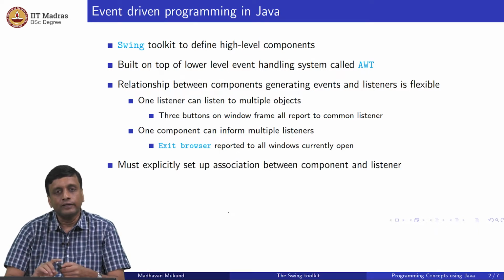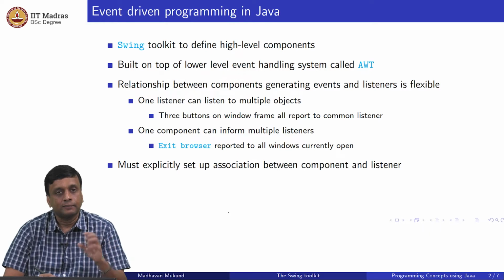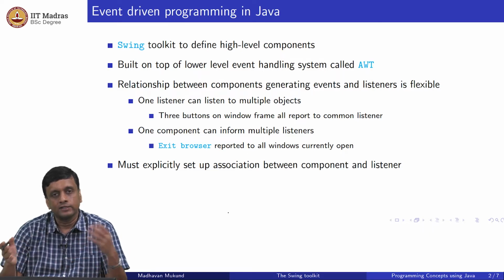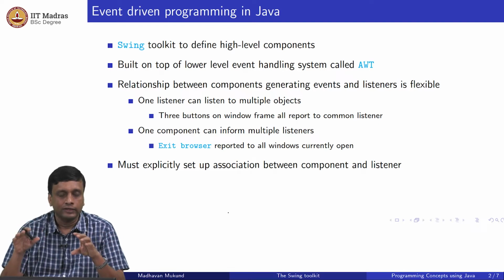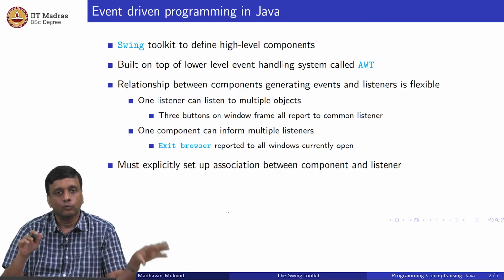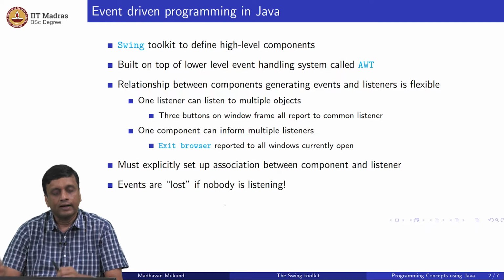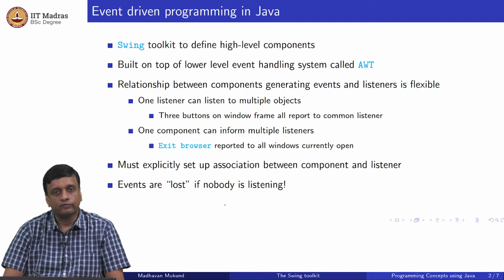This means that in Java, we need to explicitly set up this connection. It's not that every time we create an object which has some capability of generating events, like a window or a button, a listener is automatically created. We have to separately create the appropriate listener for our requirement and set up this correlation. We have to tell the object which generates events which listener is the one that will be notified.